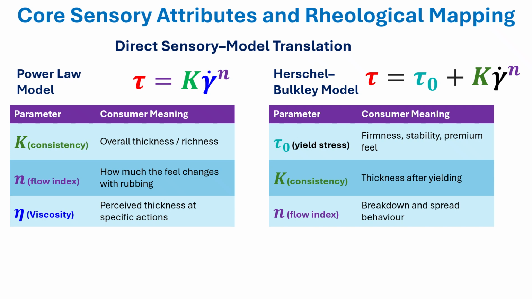The flow index N tells us how much the product changes as it's rubbed. If N is closer to 1, the product feels similar throughout application. If N is much less than 1, i.e. 0.5, the product shear thins strongly, which consumers describe as melting, loosening, or becoming easier to spread as they rub it in. Viscosity in this context is not a single value. It is the apparent viscosity at a particular shear rate. That is why a cream can feel thick when it's first touched, but light and fluid during rubbing.